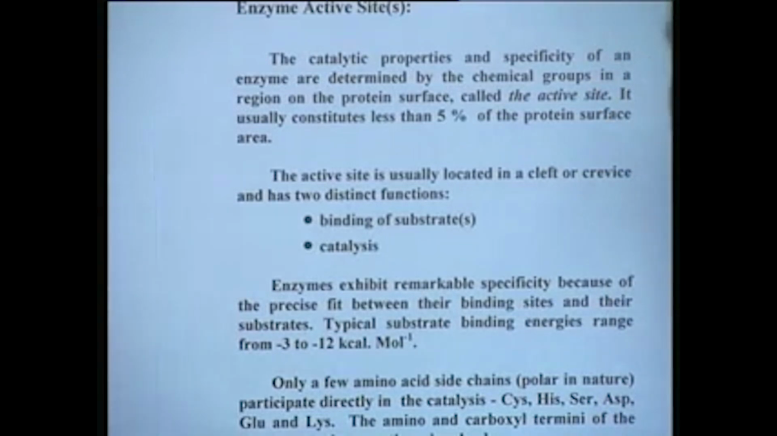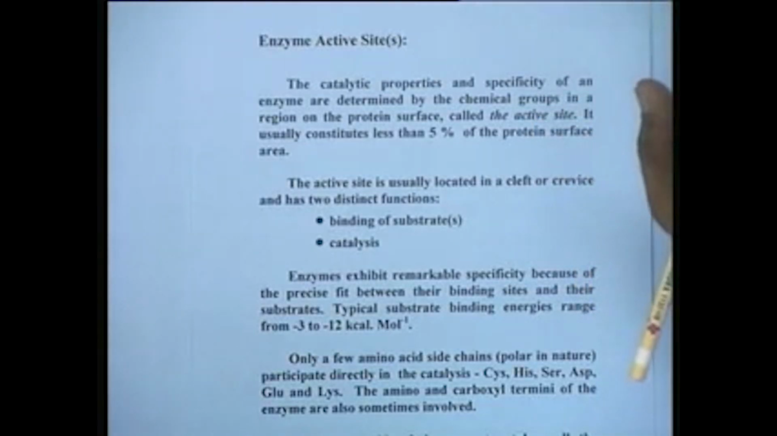Another feature is that not all the 20 amino acids that are present in a protein are involved in active sites. By observation of the variety of enzymes which have been studied so far, it is noted that only a few amino acids, usually polar in nature, participate directly in the catalysis: cysteine, histidine, serine, aspartic acid, glutamic acid and lysine. You can see that all of them are polar in nature, and these are usually the amino acids which constitute the primary functional groups on the active site.